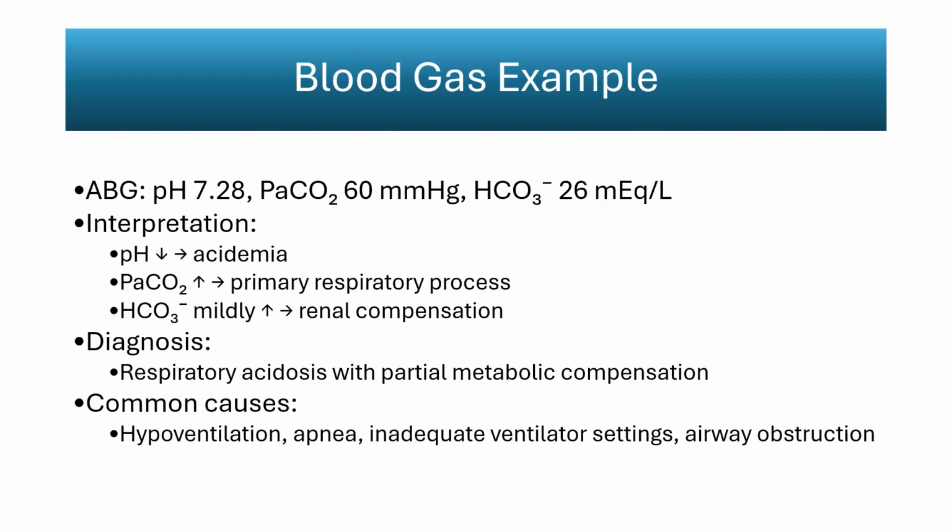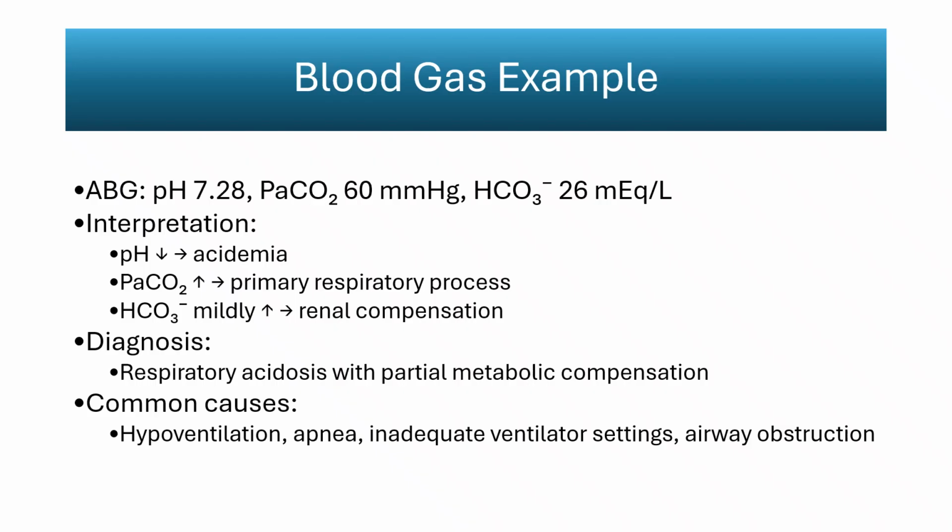The blood gas shows pH 7.28, carbon dioxide content 60 millimeters of mercury, and bicarbonate 26 milliequivalents per liter. The first step is to assess pH. A value of 7.28 indicates acidemia. Next, determine which component explains it. The carbon dioxide content is elevated, confirming a respiratory origin. The bicarbonate is slightly increased, suggesting that renal compensation has begun but is incomplete. This pattern represents respiratory acidosis with partial metabolic compensation.